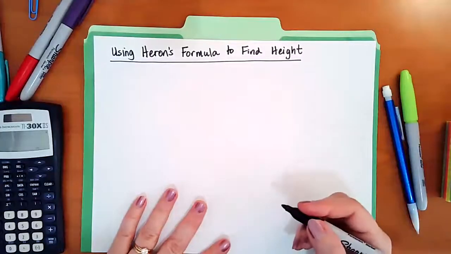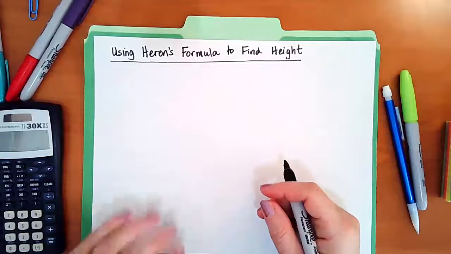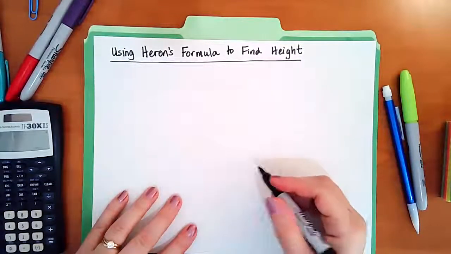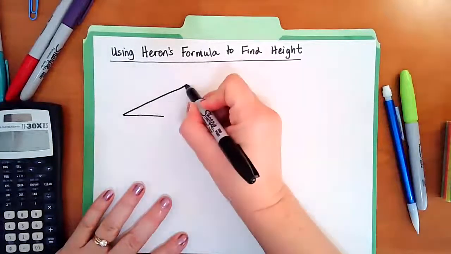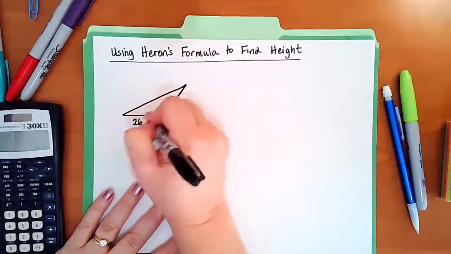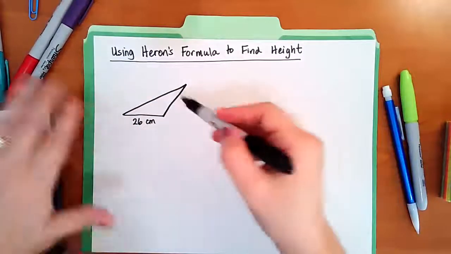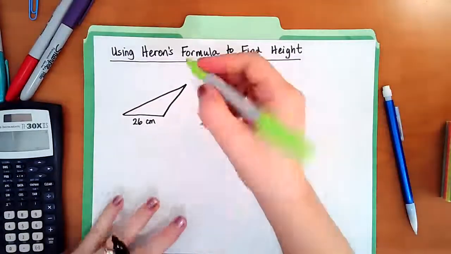Hello, everyone, and welcome to your video, which is going to talk about how we can use Heron's formula to find the height of a triangle. And so I'm going to give us a triangle here, and I'm going to tell us that the base of our triangle is 26 centimeters. But I'm not going to give you all of this information here.